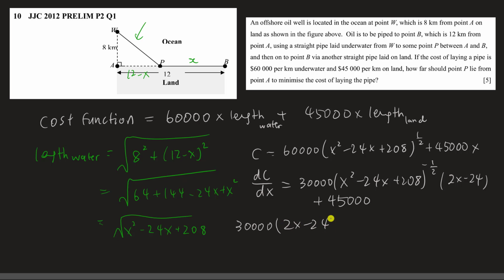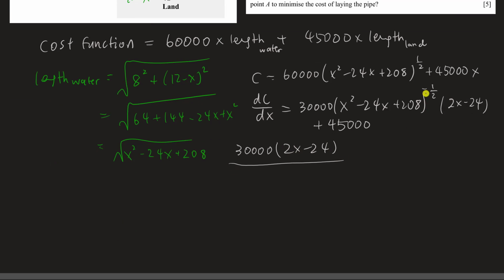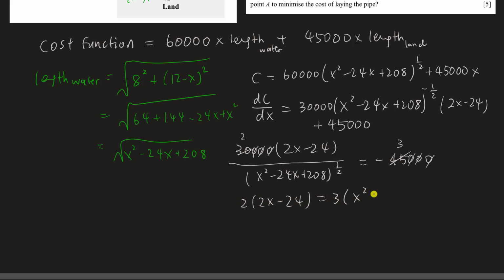Equate this to 0, you will get 30,000 (2x minus 24) over, because this is power negative half, right? So the square root lives below. The square root of (x squared minus 24x plus 208) equals negative 45,000. Clean this up, divide both sides by 1,000. 30 and 45 simplify to just 3 and 2, right? So this equation becomes 2x minus 24 equals negative 3 (x squared minus 24x plus 208) to the power of half.